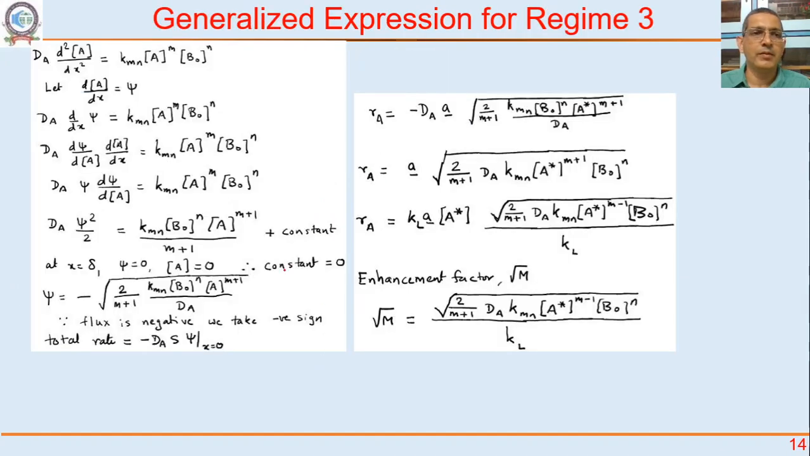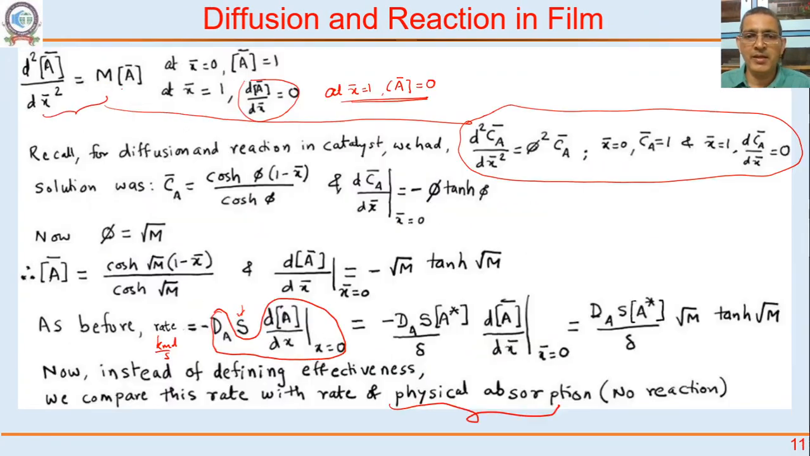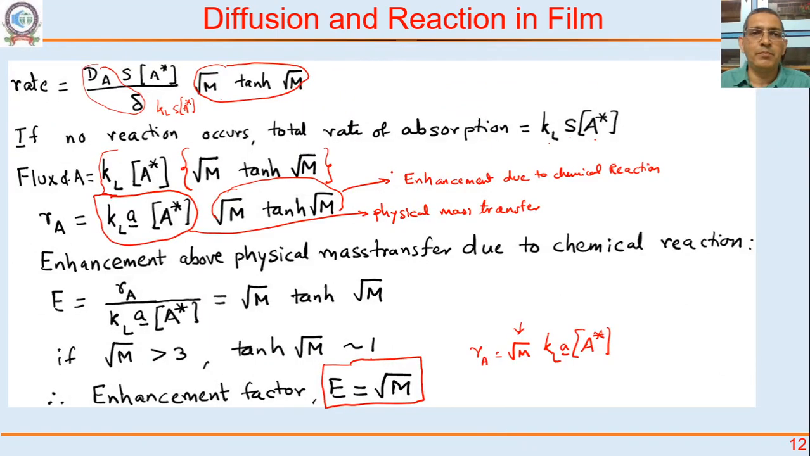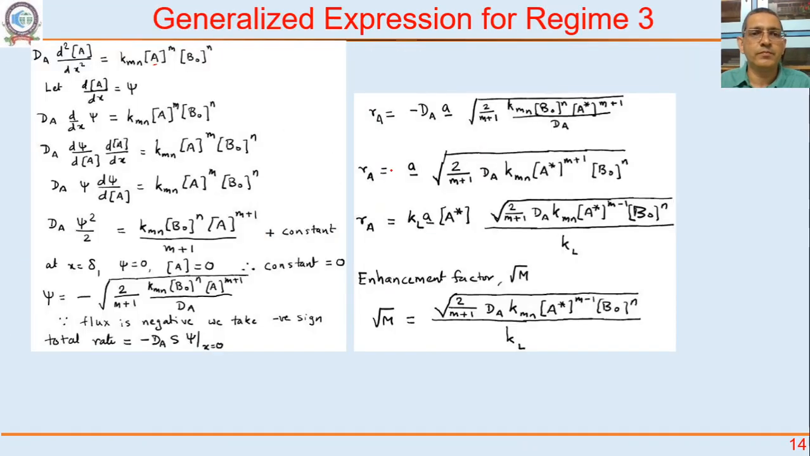Here is the answer. So if it's an order m and n, we can write DA d square A by dx square equals kmn A raised to m B naught raised to n. This is in the film, so A is the concentration. It's not A naught or A star. At any location, it is A. But it is B naught at this same location. We are neglecting resistance for transfer of B. Okay. So that's why A and B naught.